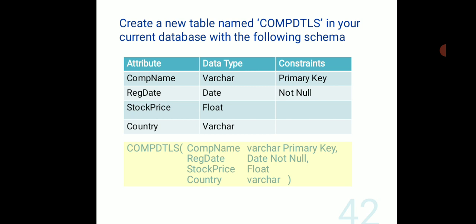COMPDTLS is the table name. Here we are giving the attribute name, company name, varchar. It acts as a primary key, right? After that this is registration date. Here the date should be not null. You should give the data. If you do not give it and it is not null, it will display an error. Third one is stock price. Here float data type is given, country, varchar, right?